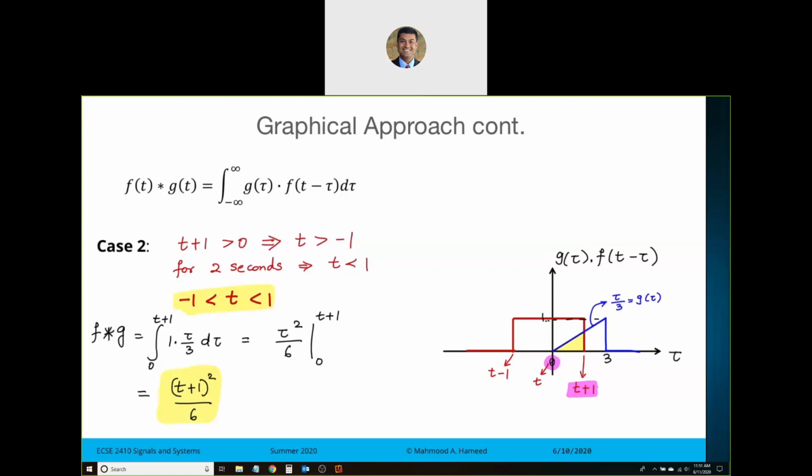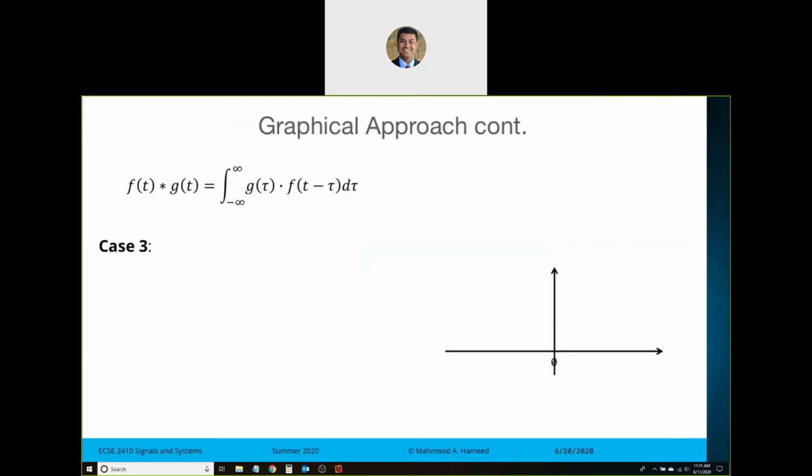All right. Next, let us move to case 3. What is case 3? Let me draw the two signals here. Perhaps I can sketch them in a slightly better manner. Blue goes from 0 to 3 there.